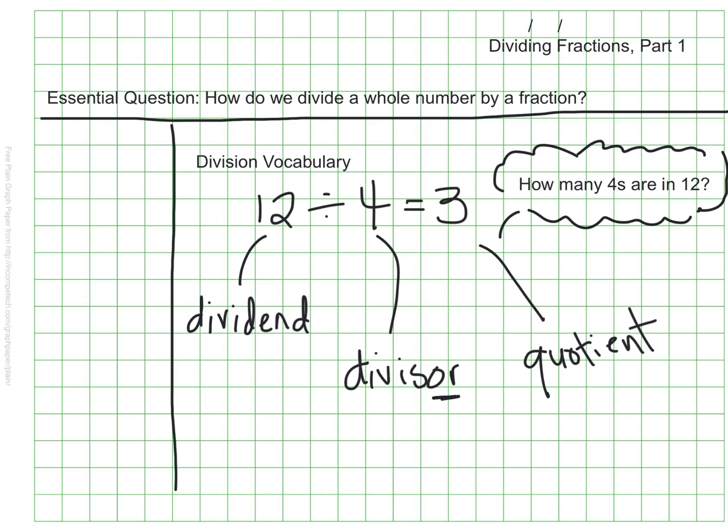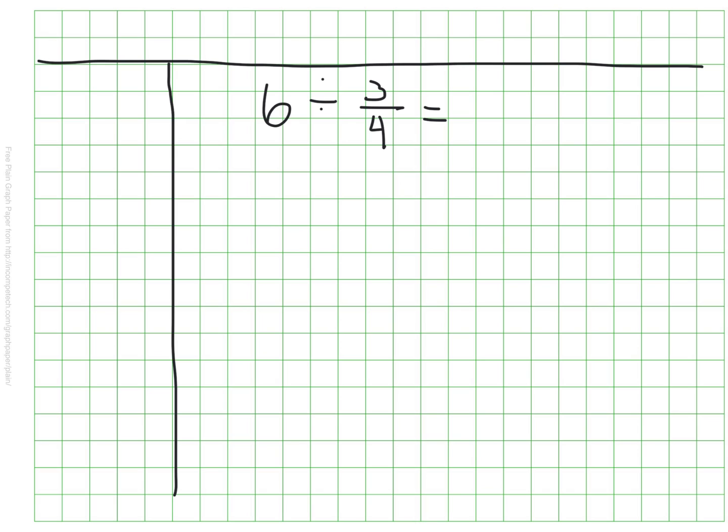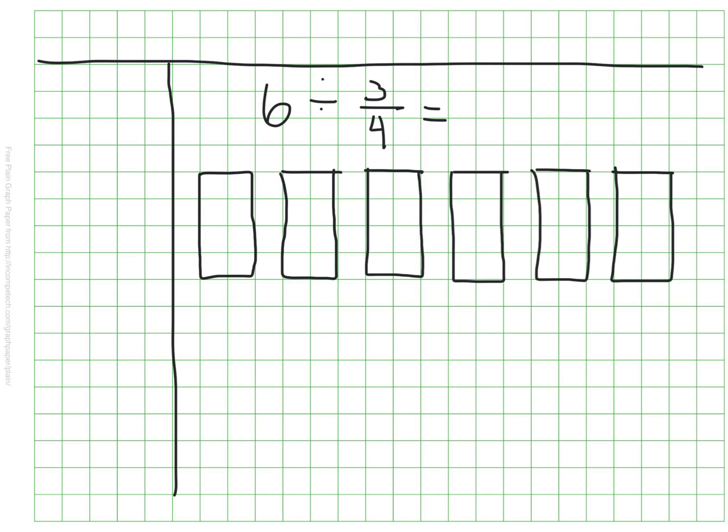Let's apply this to fractions now. What if we want to see how many 3/4 are in the number 6? Our number sentence for this would be 6 divided by 3/4 equals. And we're going to figure out what that would be. To find my answer this first time, I'm going to use a model. I know I'm starting with 6, so I'm going to draw 6 wholes. Our goal is to find out how many 3/4 there are in these 6 wholes.